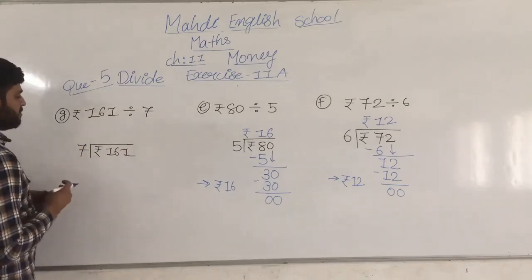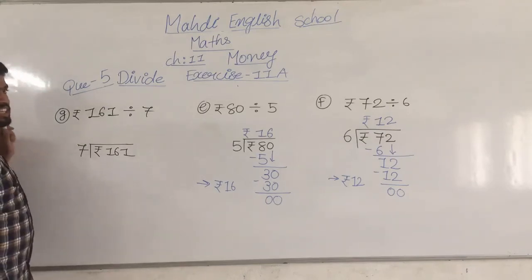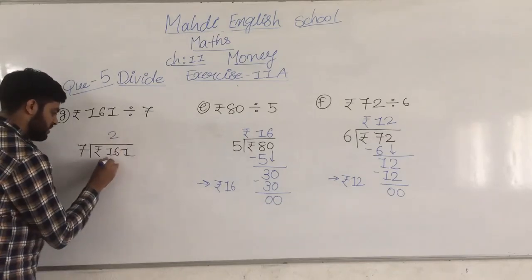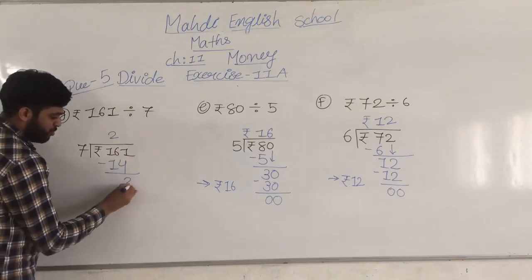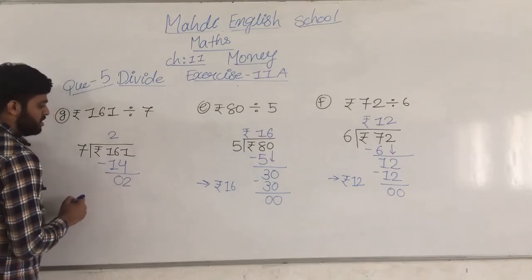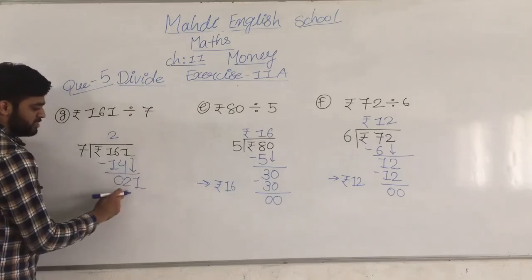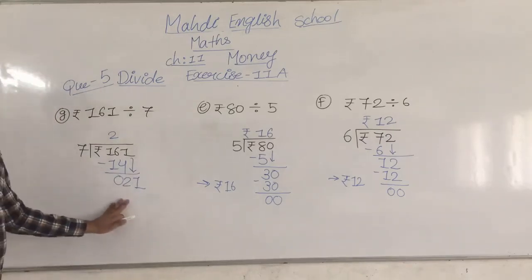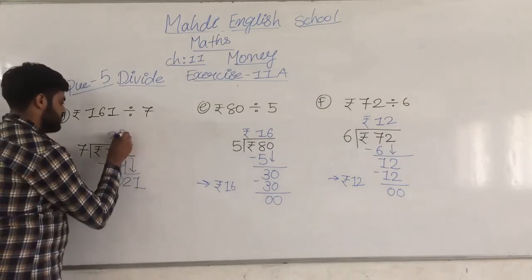In table number 7, 16 will come or not? No. So we take the number less than 16. 7 ones are 7, 7 twos are 14. Okay. 6 minus 4, how many left? 2. 1 minus 1 is equal to 0. Then after that, we bring down this 1 here. It becomes 21. In table number 7, 21 will come or not? Yes, obviously 21 will come. But where? 7 3s are 21.